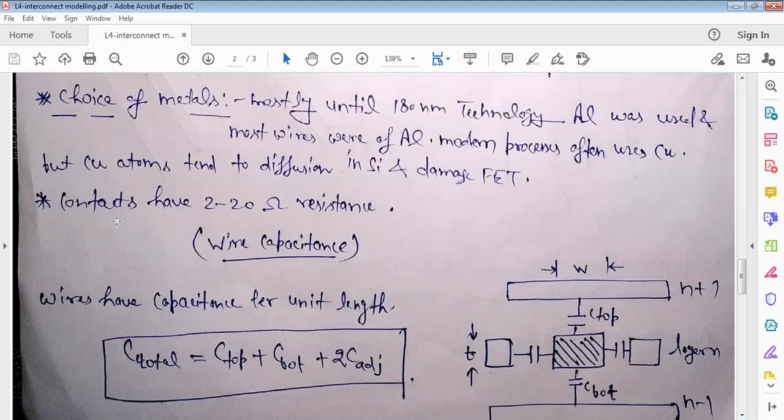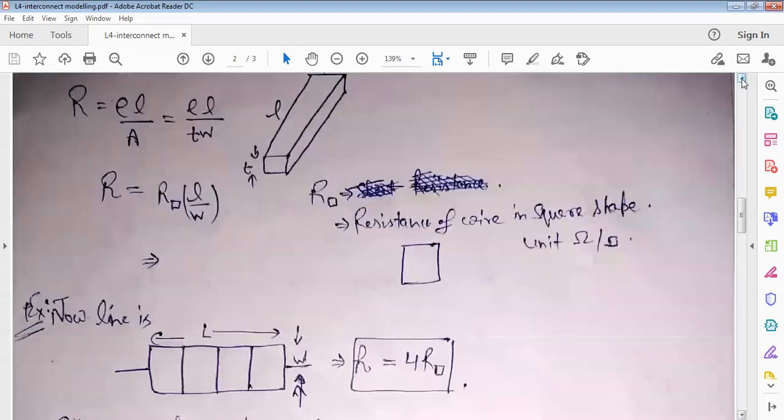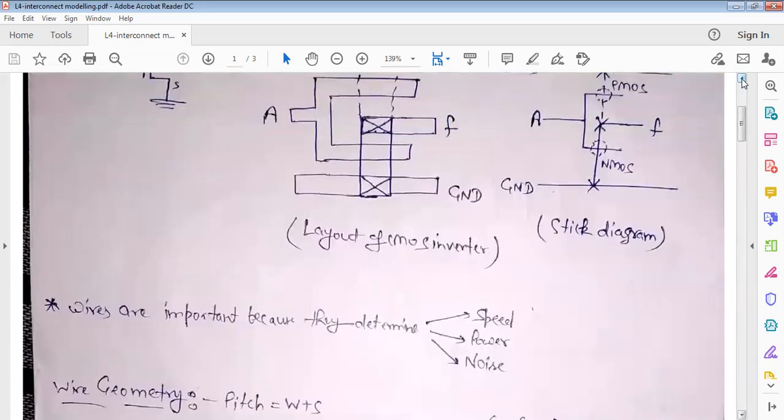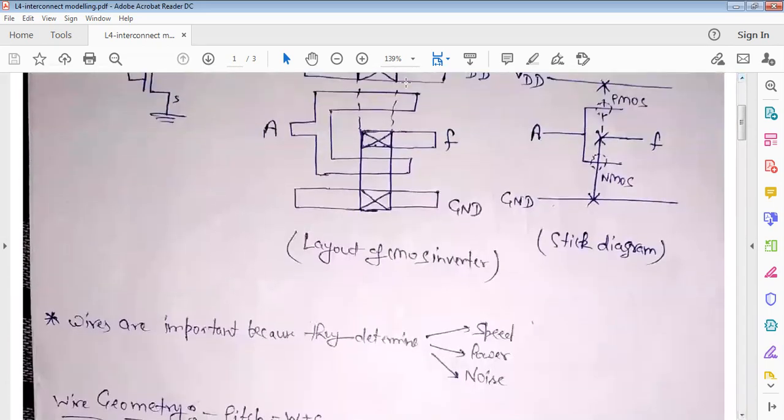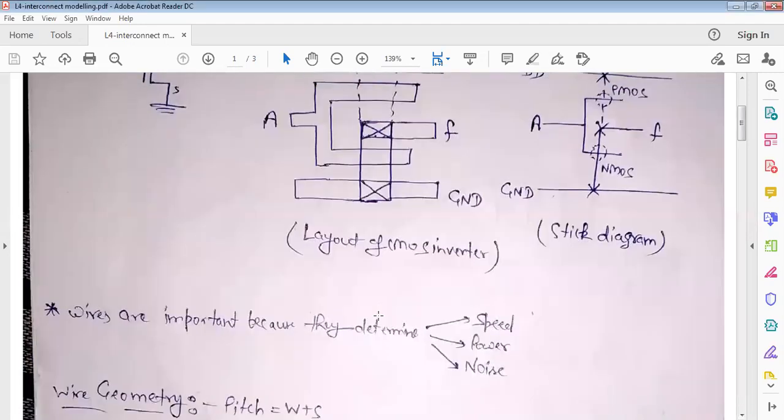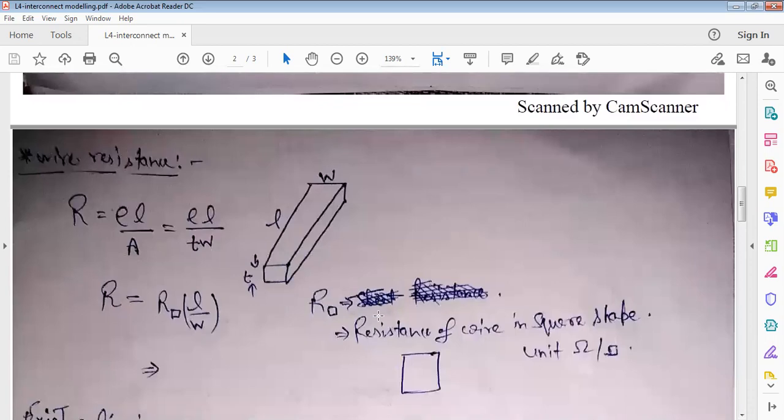Now the contacts that we made while we were drawing the stick diagram, these are the contacts that we made. These contacts also have some small resistance. So what is that resistance? That we will discuss.